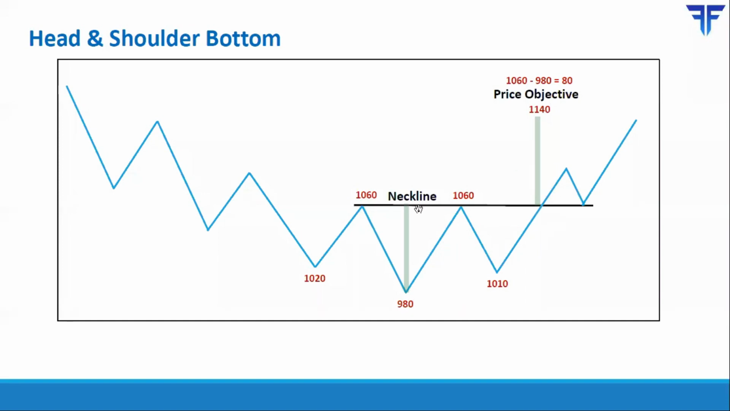Again, the price objective is calculated using similar logic. It's the vertical distance between the low of the head and the neckline, which is then added to the neckline. So in this particular case, you would calculate the vertical distance between the neckline, which is 1060, and the low of the head, which is 980. So 1060 minus 980 is 80 points. That 80 points you'll add to the neckline of 1060 to give you a minimum price objective of 1140.